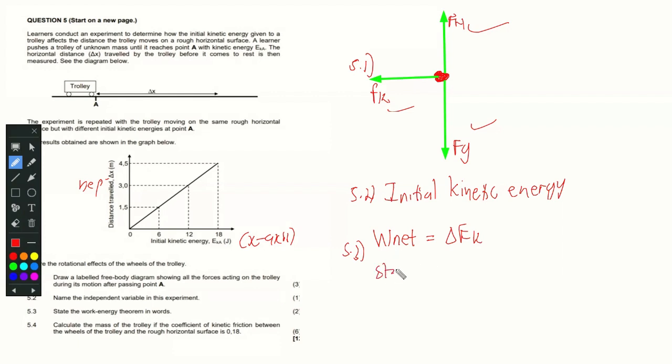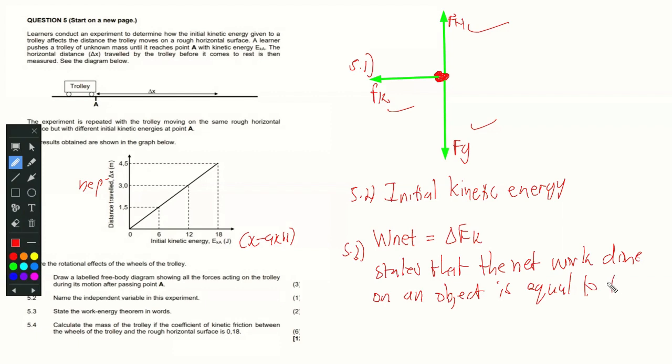It states that the net work done on an object is equal to the object's change in kinetic energy.